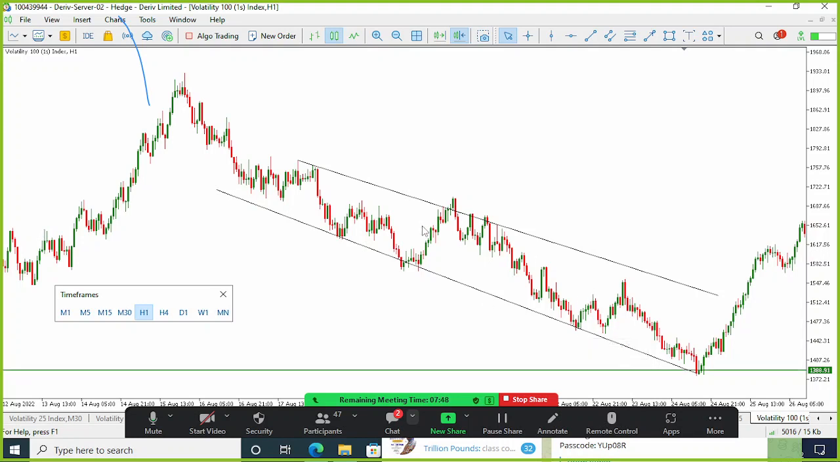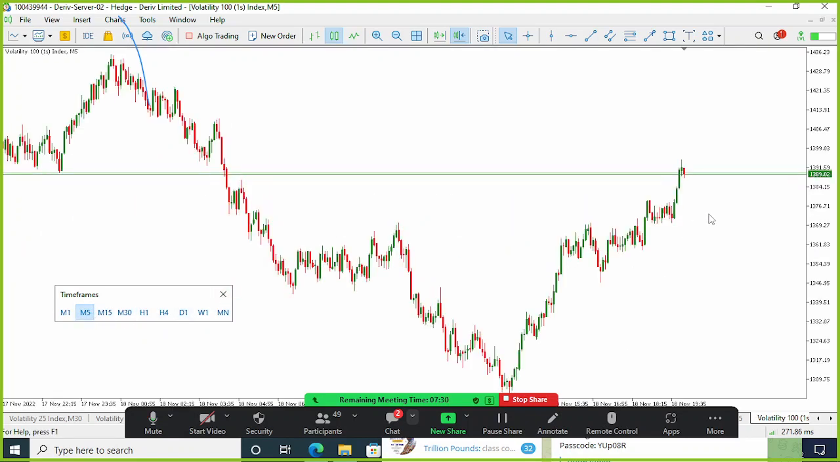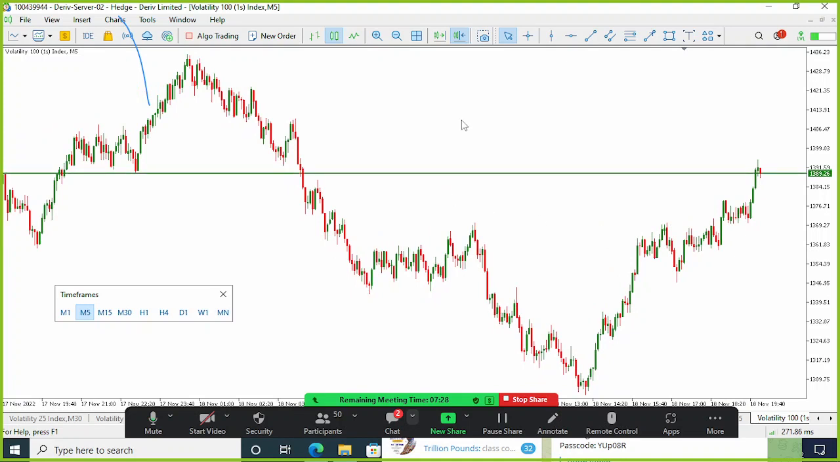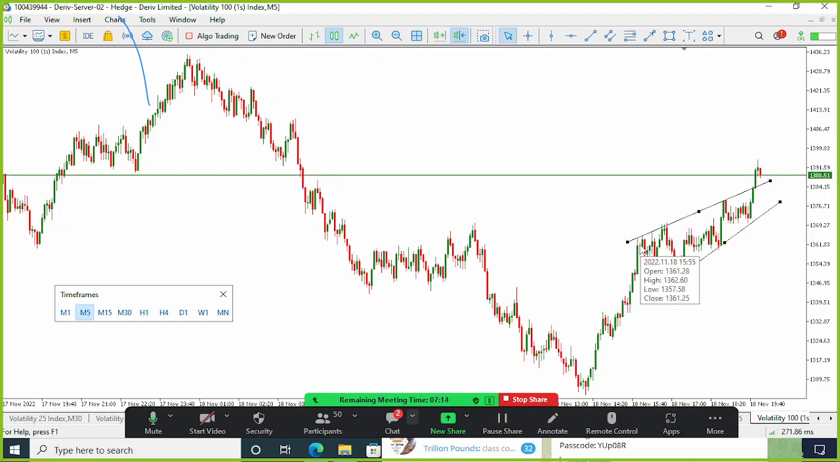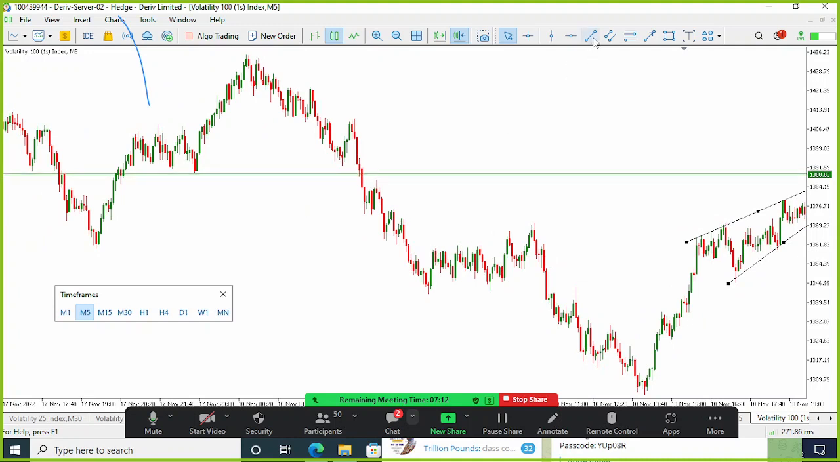So you can see this example here, the market was just moving within this channel until there was a breakout. Currently we are on H1. If I decide to switch to maybe 15 minutes or 5 minutes, I can still draw other channels within this time frame, but just as the explanation goes, they should be parallel, and mostly they are very close to each other.